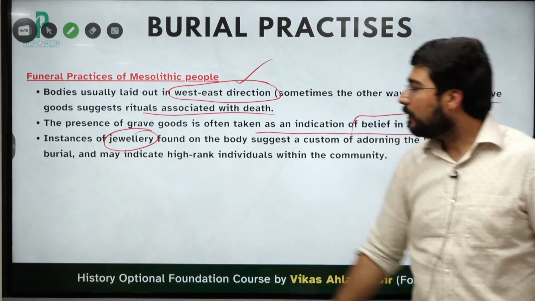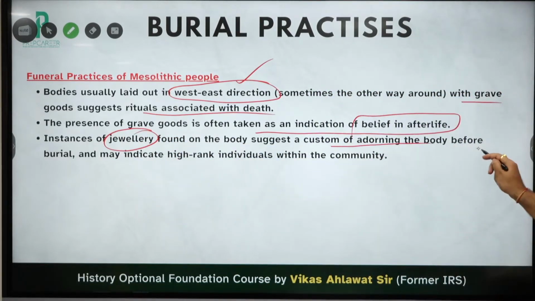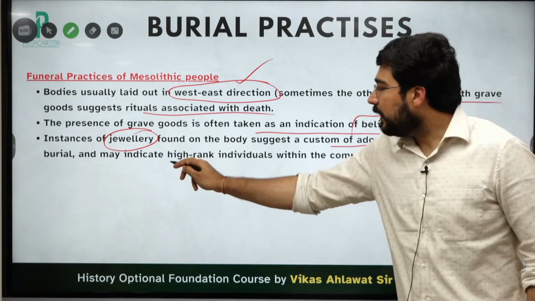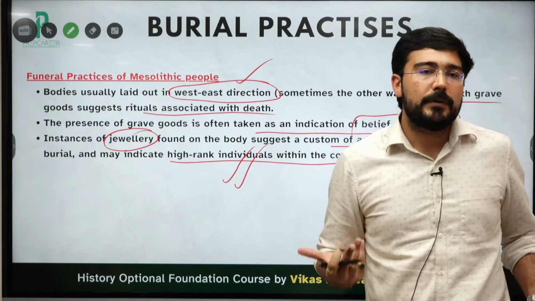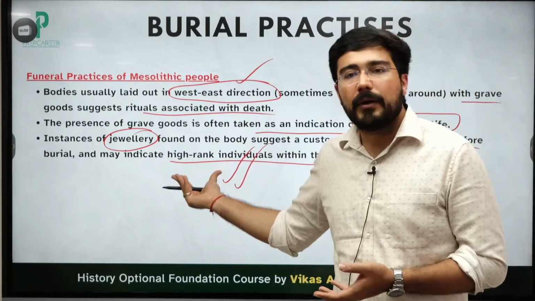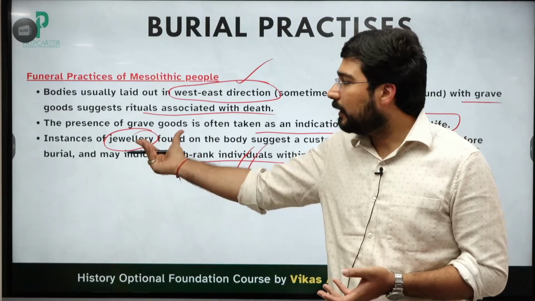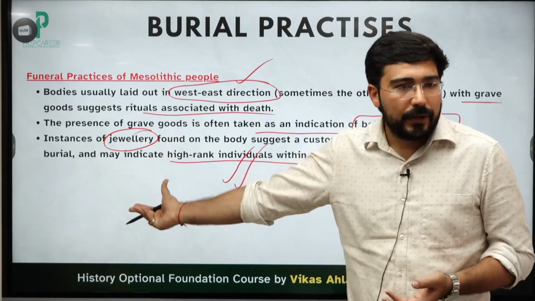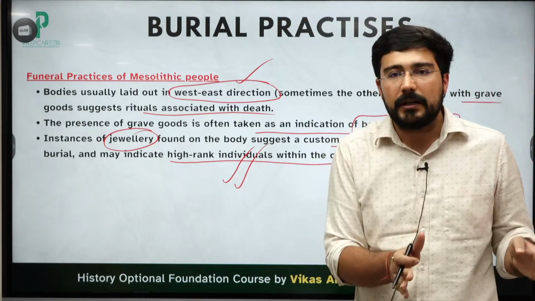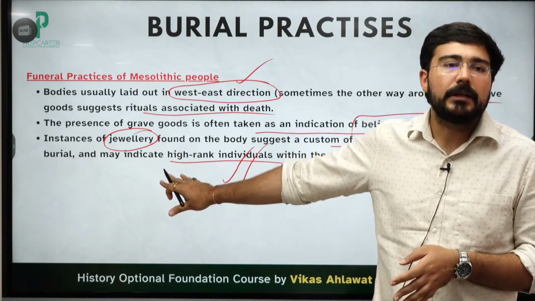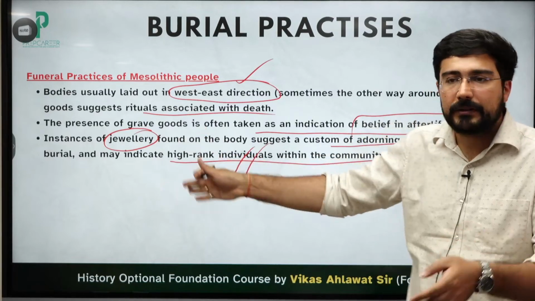Jewelry found on the body suggests a custom of adorning the body before burial, okay, and may indicate high ranking individuals. Only those people who can afford it could have them. Poor people cannot have jewelry in their burials. That's why some sort of differentiation in the society can be seen during the Mesolithic period, which will further increase.